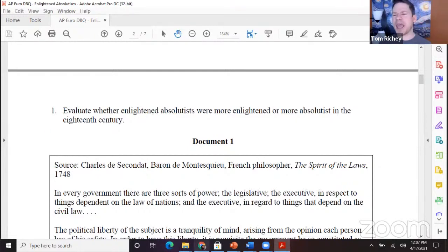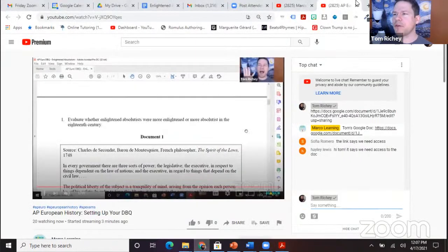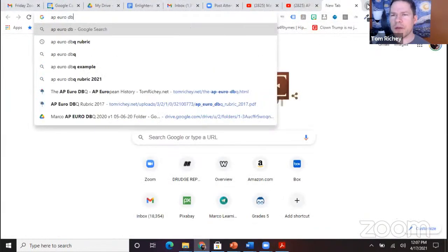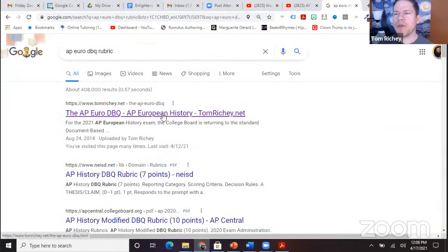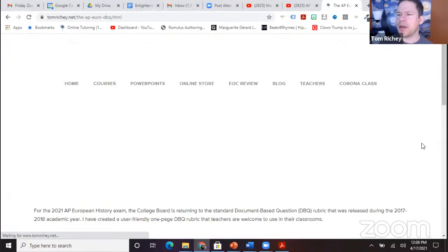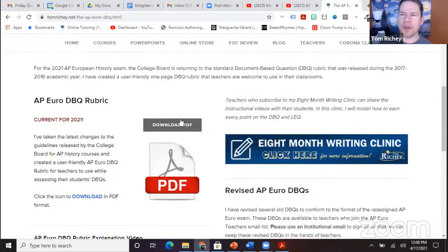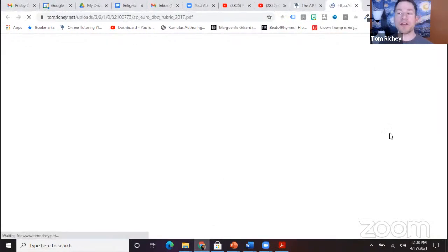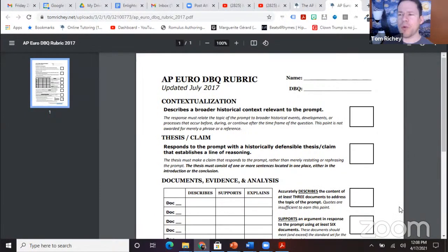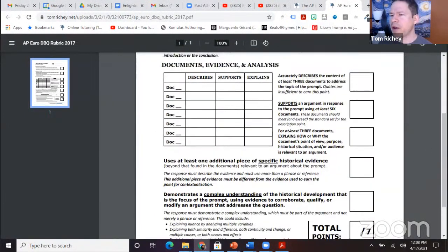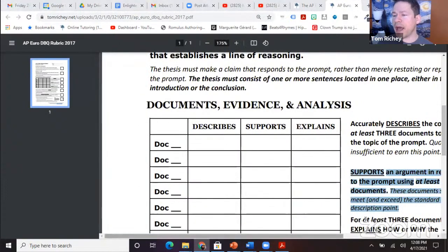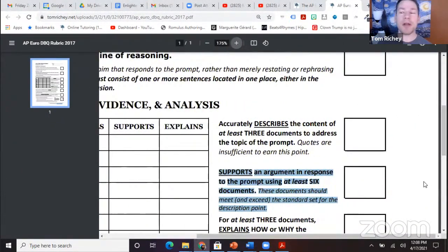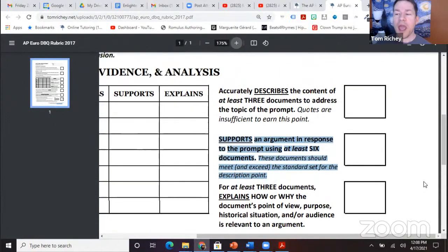When we look at the AP Euro DBQ rubric, we find that most of the points can be scored using only 3 documents. With that, when I see 3, I read 4. The only reason you should be going for the point of supporting an argument with 6 documents is if you are one of those people who typically understands all of the documents, and there's nothing wrong with that.